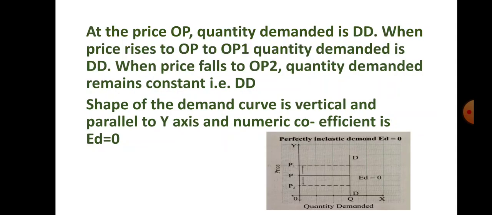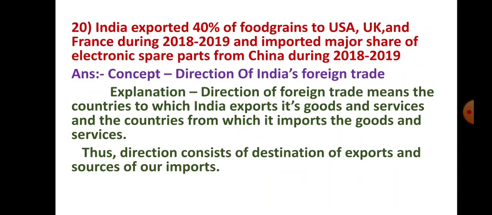And after that you have to draw the diagram and you have to explain the diagram here. At the price OP, quantity demanded is DD. When price falls from OP to OP2, quantity demanded remains constant, that is DD. So shape of the demand curve is vertical and parallel to y-axis, and numeric coefficient is ED is equal to 0.